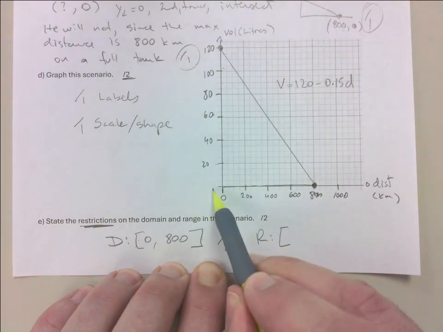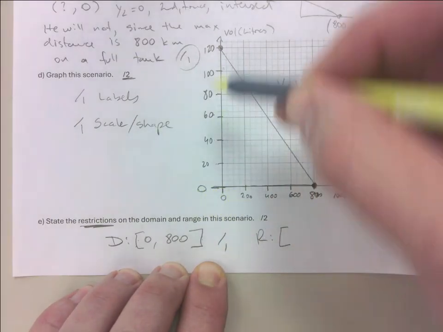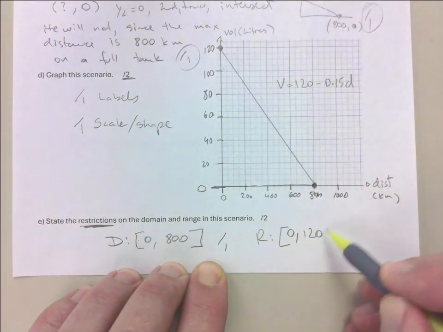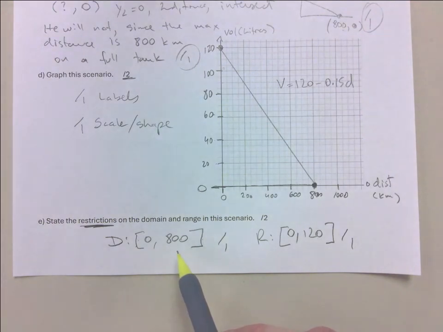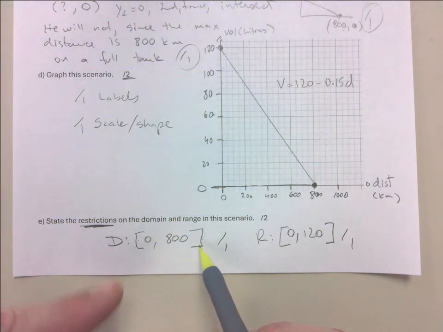Range, you can go as low as 0 on your volume and as high as 120. Always, always, always smallest first, largest second. Always. Don't flip that, please. Because even if the numbers are right, if you don't have them in the right order, you lose the half mark for that. You may still get half a mark for the brackets. You will see when we do the other functions that there are some round brackets. Some round brackets will appear shortly, but for now, you don't have to worry about it.